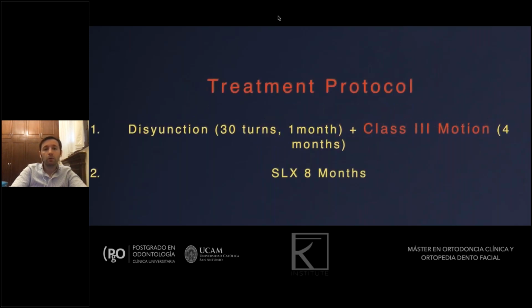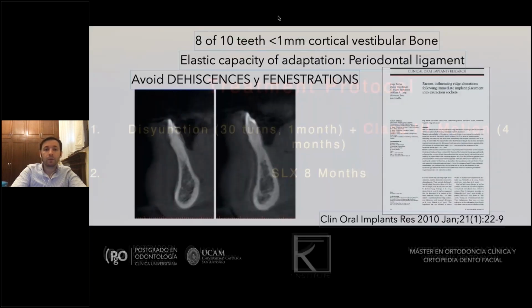Look at my treatment protocol. Disjunction, 1 month, sagittal first with career motion, class 3, 4 months, and in 5 months, I remove everything and I put SLX, 8 months. Total treatment time, 30 months.